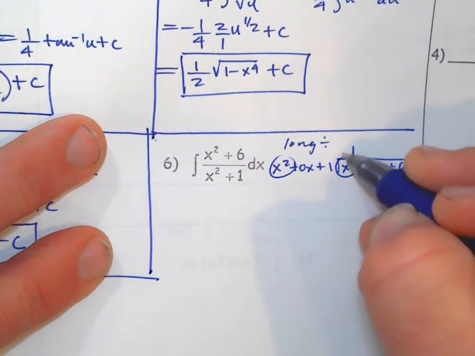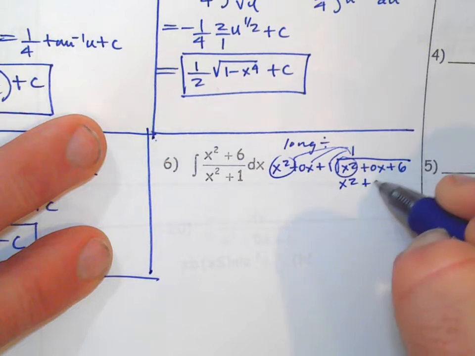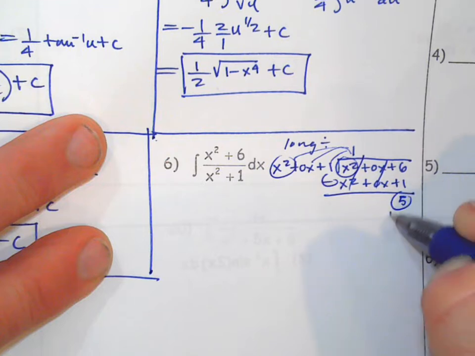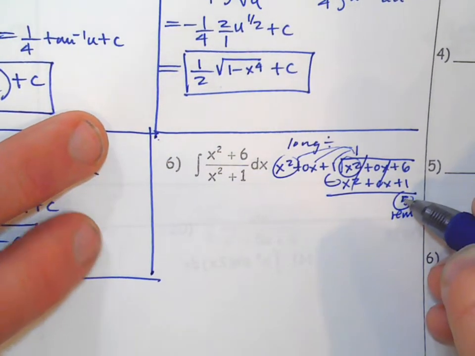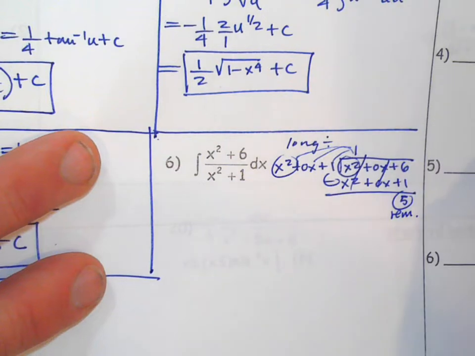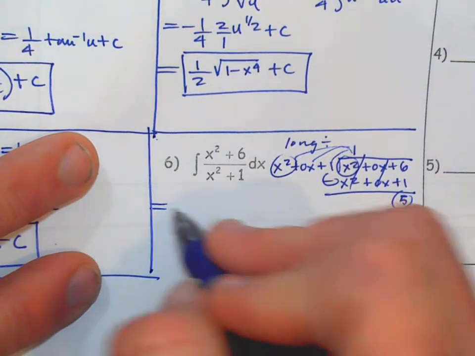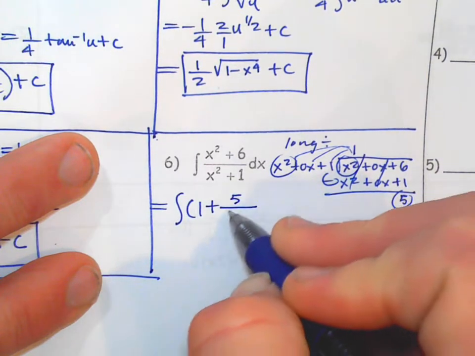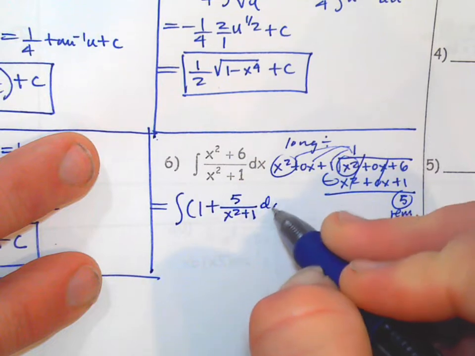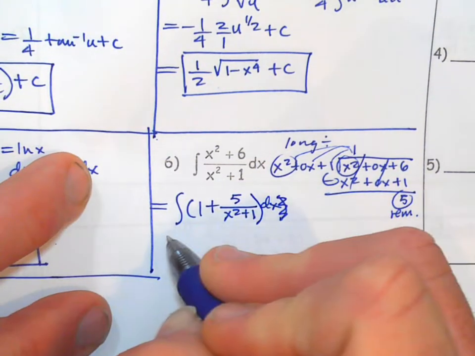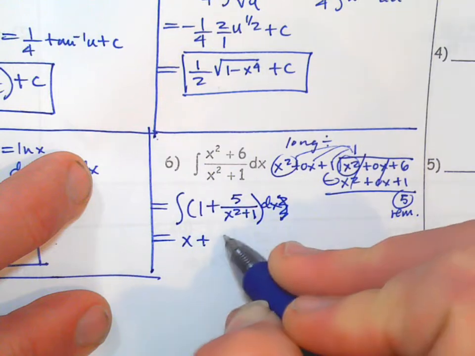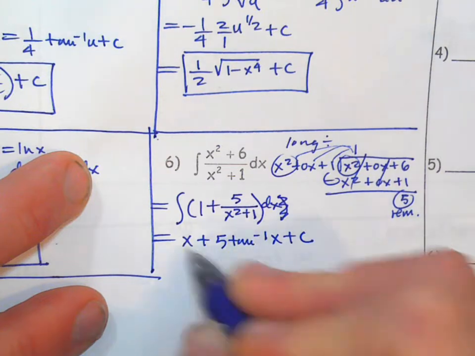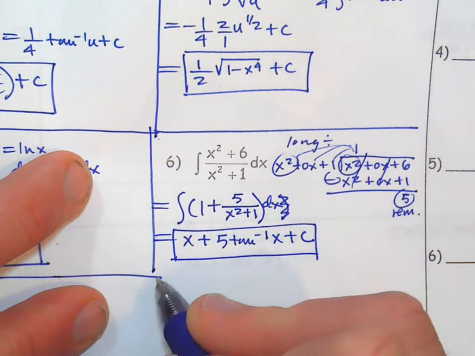Divide the first ones, that's 1. Distribute. Subtract. That's the remainder. As soon as this is less than that, then you're done. So we're going to rewrite it. And it's going to be 1 plus 5 over the denominator. So then that's going to be x plus, this is going to be inverse tangent, plus c. So that is one of our new techniques.